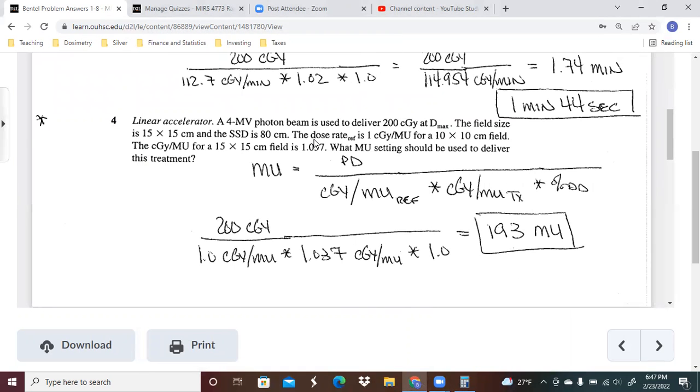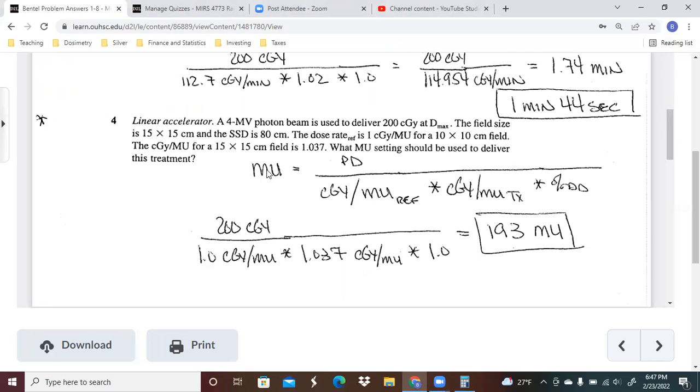All right, for the linear, pardon me, linear accelerator. So we got a 4 MV photon beam that's used to deliver 200 centigrade at Dmax. Field size is 15 by 15, and the SSD is 80. The dose rate of reference is 1 centigrade per monitor unit for a 10 by 10 cm field. The centigrade per monitor unit for a 15 by 15 centimeter field is 1.037. So what MU setting should be used to deliver this treatment?